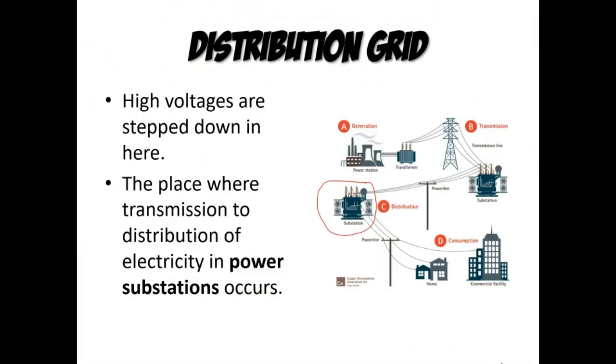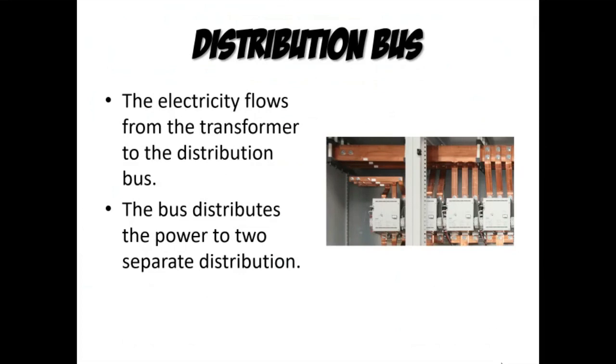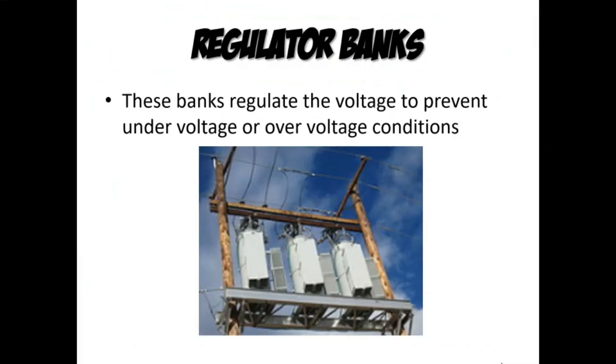And then yung distribution grid, it is where the high voltages are stepped down, and the place where transmission to distribution of electricity in power substations occurs. Then yung distribution buses, the electricity flows from the transformer to the distribution bus. The bus distributes the power to two separate distribution. And then yung regulator banks. These banks regulate the voltage to prevent under voltage or over voltage condition. Nakikita natin sa mga tuktok ng mga poste.